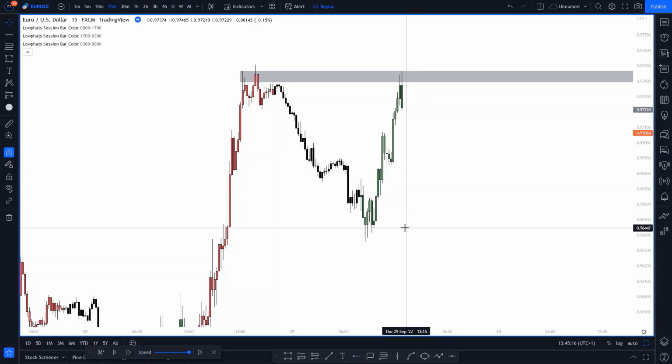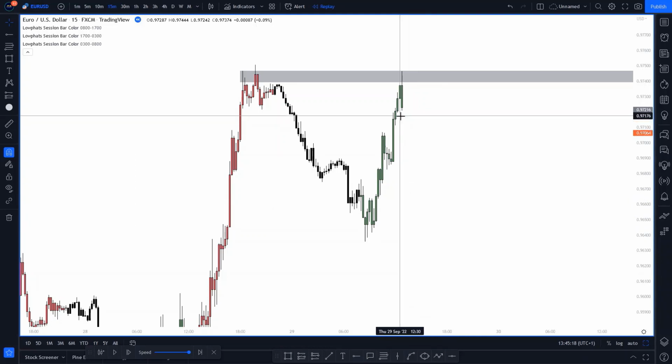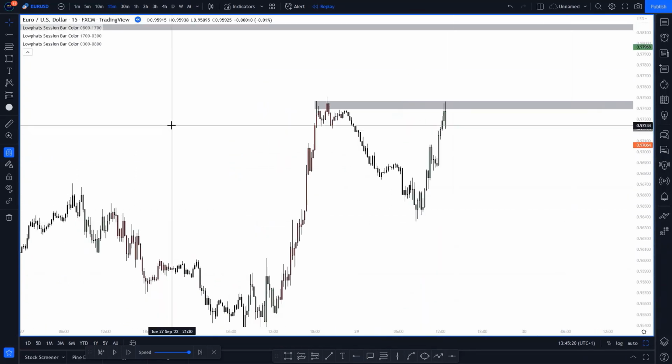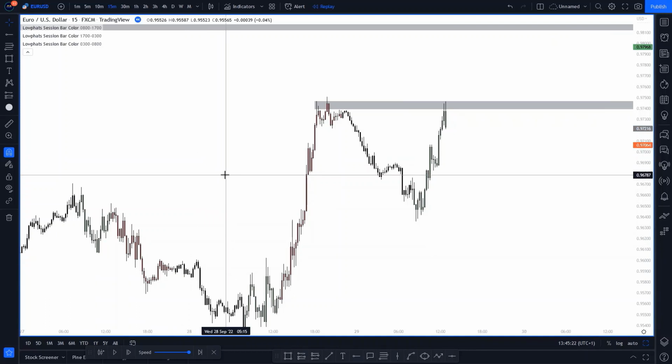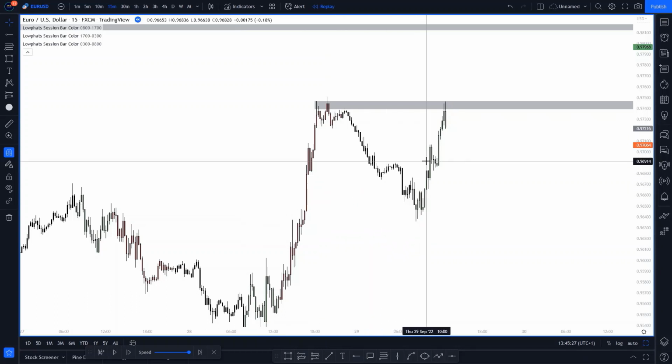Now, an example on US session here. So this is just before US opened. Now, as I've said, this is Euro USD, so there isn't an Asian currency in the pair. So all we're looking at is US zones. Really simply, all we're looking at is US zones.